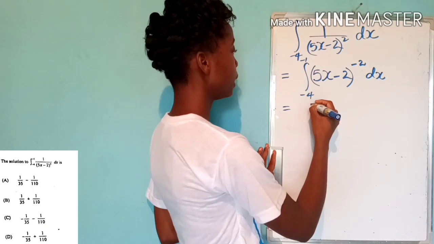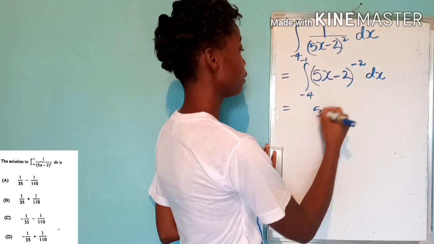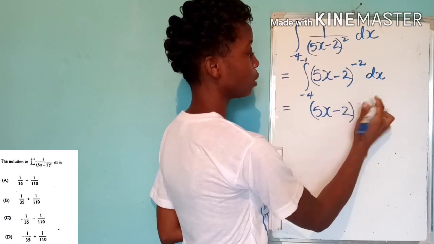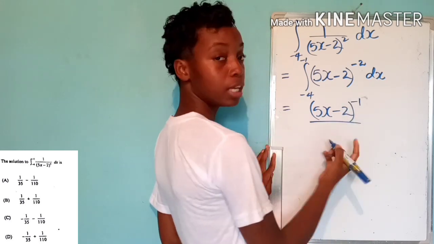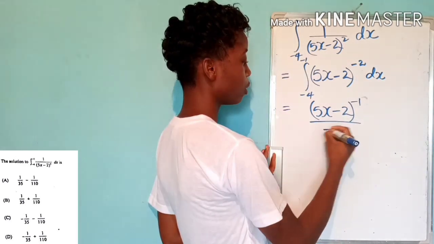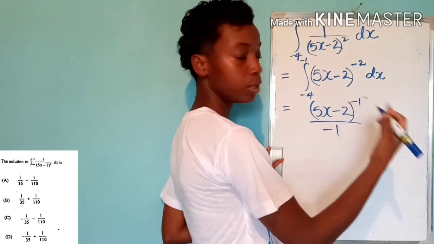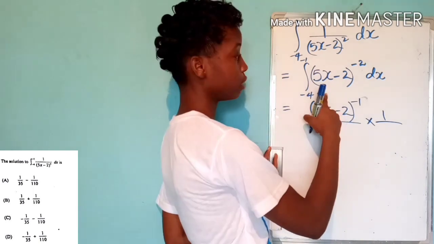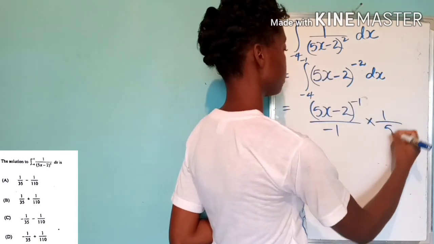We go ahead and we increase the power by 1. -2 plus 1 will give us -1. And then we divide by that same power. And then we know we're also supposed to multiply by 1 over the derivative of what's inside the bracket.